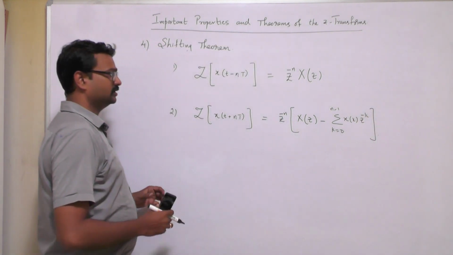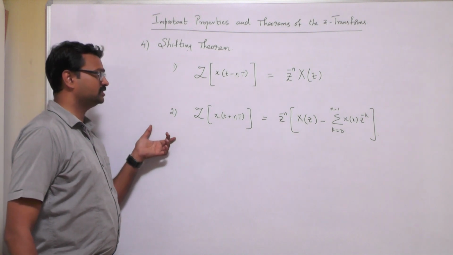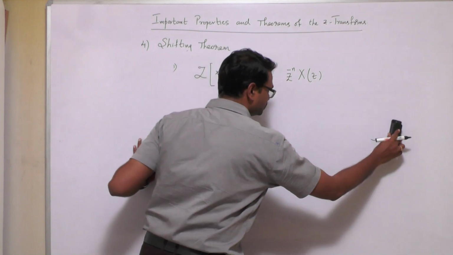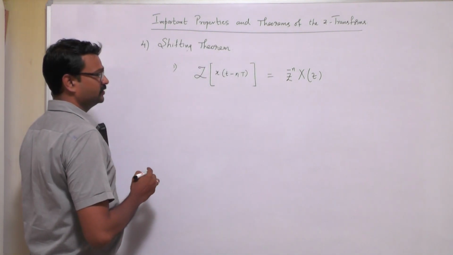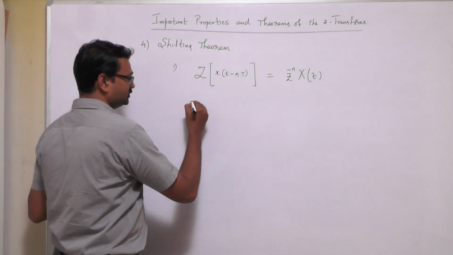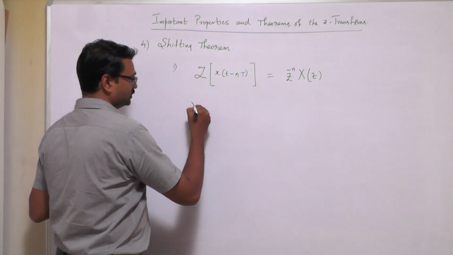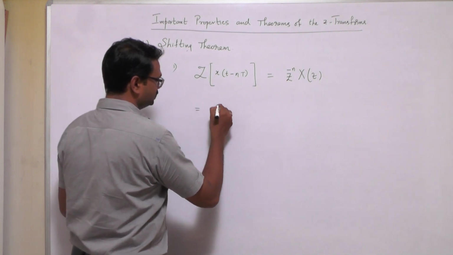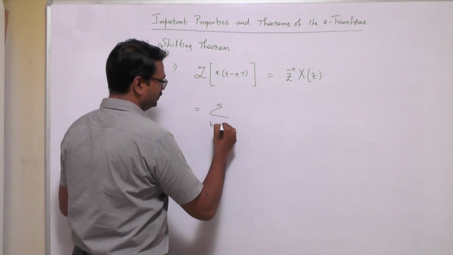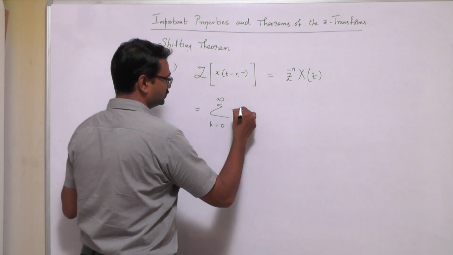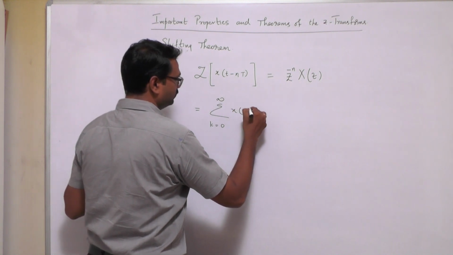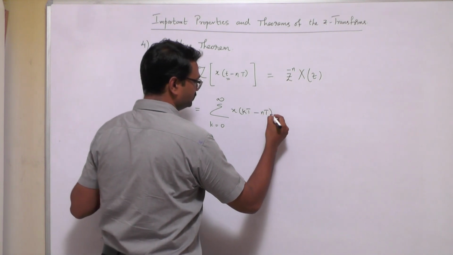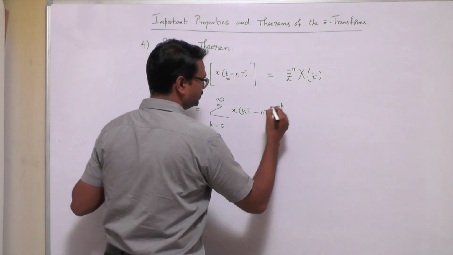Now we will try and prove these two theorems. Let us see the first theorem. In this case, the z transform of x of t minus nT, by definition, we have this as sigma k is from 0 to infinity x of kT, where t can be replaced with kT in discrete time systems, z power minus k.